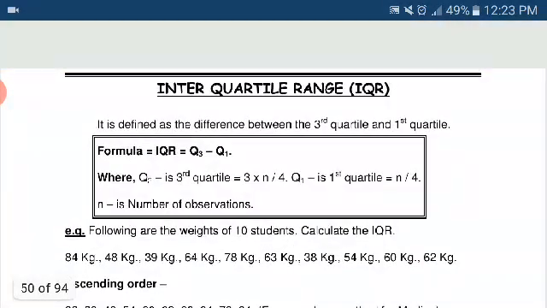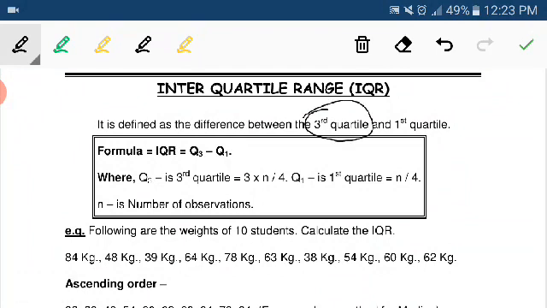Interquartile range, that is IQR, is defined as the difference between the third quartile and the first quartile. IQR equals Q3 minus Q1. Q3 is the third quartile, 3 into n by 4, and Q1 is the first quartile equal to n by 4, where n is the number of observations.